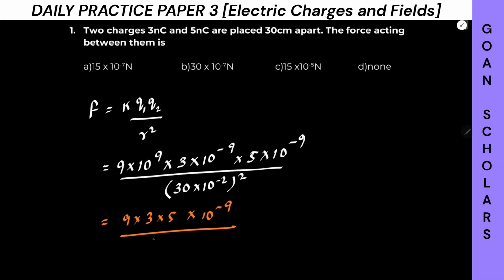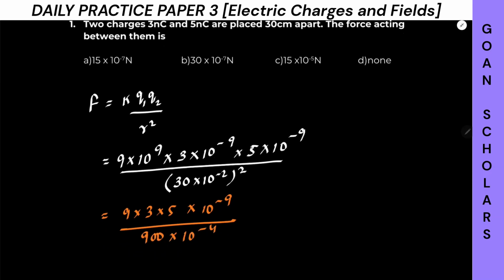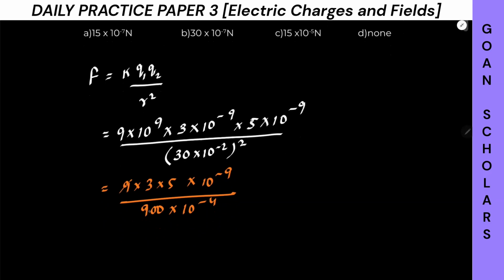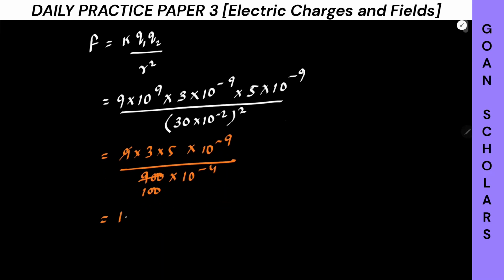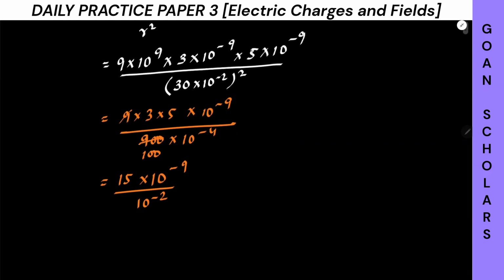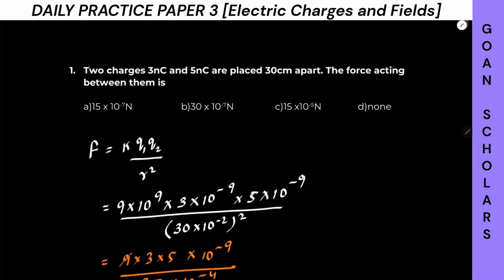30 square is 900 into 10 to the power minus 4. Correct? So now 9 and this cancels out. You're left with 100 here. Okay, and let's make it 15 into 10 to the power minus 9 and 10 to the power minus 4 minus 2. Minus 2 goes up, it will become plus 2 and it will be 10 to the power minus 7 newtons. That's our force. So force is 15 into 10 to the power minus 7. So that's option A.